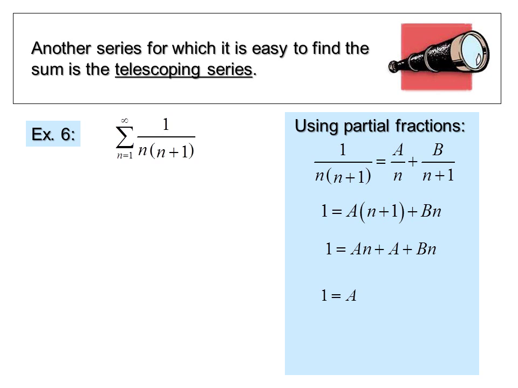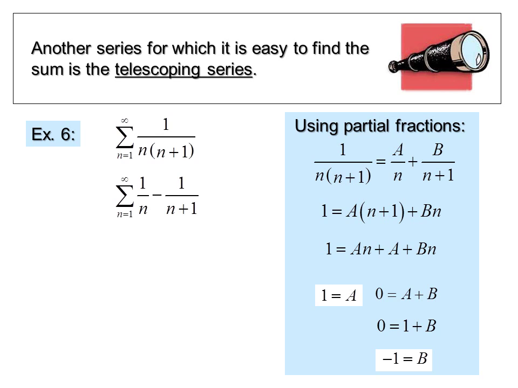So 1 must equal a, and 0 must equal a plus b. Therefore, 0 equals 1 plus b, or negative 1 equals b. Now we can rewrite our series as a summation from n equals 1 to infinity of 1 over n minus 1 over n plus 1.